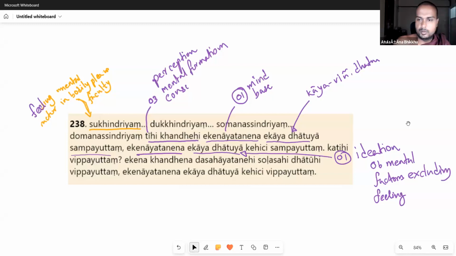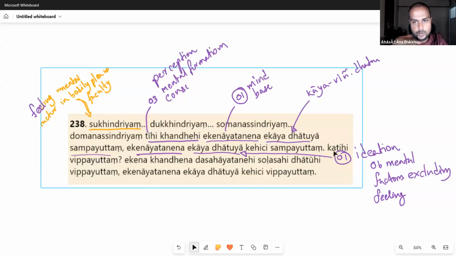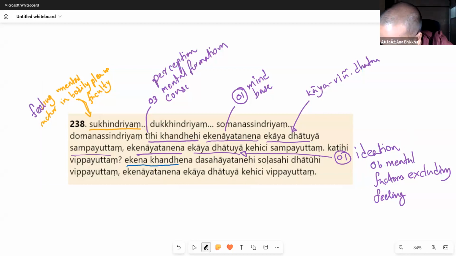Right. So now we move to the next part, which is the dissociation. Katihi vippayuttang, it says, ekena khandena dasahayatanehi solasahi dhatuhi vippayuttang, ekena ayatanena ekaya dhatuya kehicha vippayuttang. So ekena khandena, it's easy.